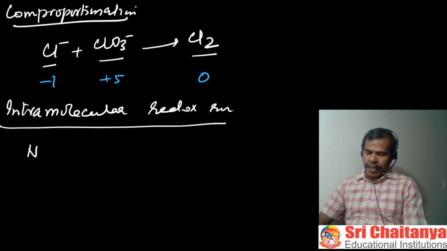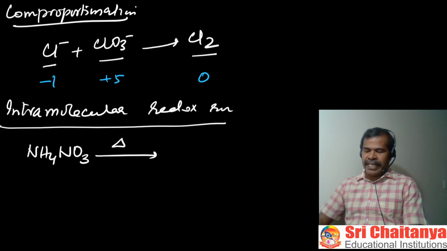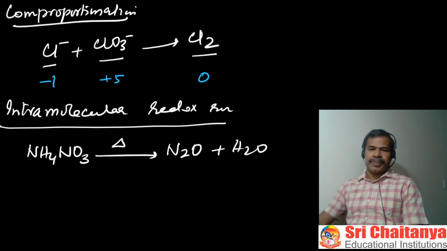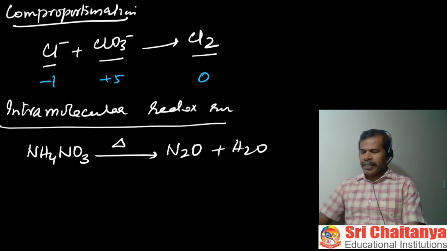So NH4NO3 let us take and heat it strongly. I hope you all know this reaction. Ammonium nitrate, it is an explosive compound. It on heating gives you N2O plus H2O, at relatively low temperature. At high temperatures it gives nitrogen basically.